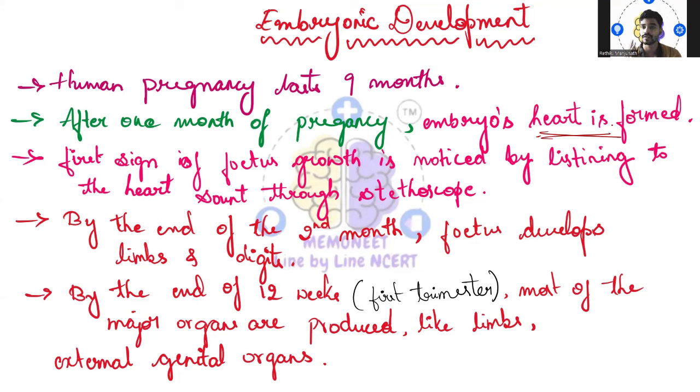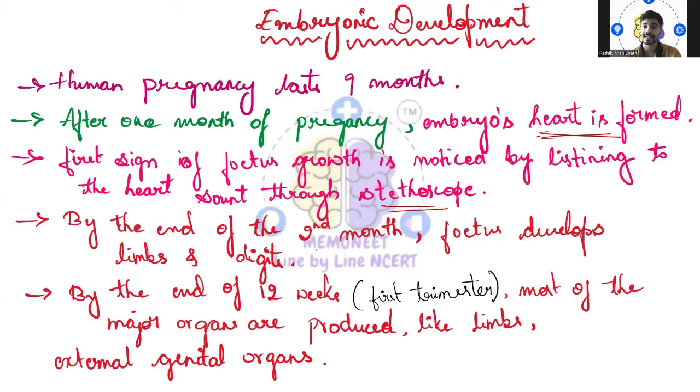The first sign of the fetal growth or the embryonic growth is noticed by actually listening to the heartbeat through the help of the stethoscope. In that way, we will be able to understand that the embryo is properly developing. So this is how we notice the embryonic growth, by listening to the heart sound through the stethoscope.